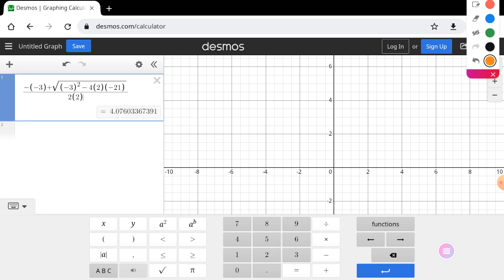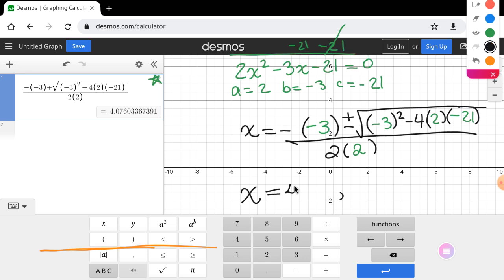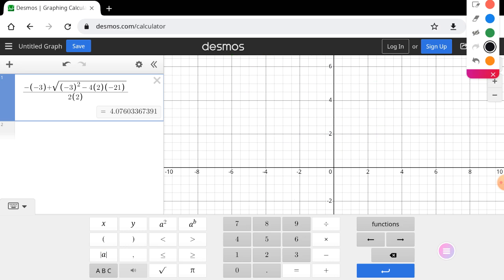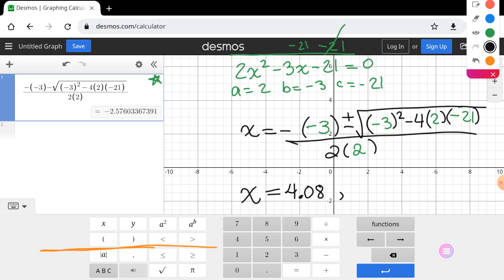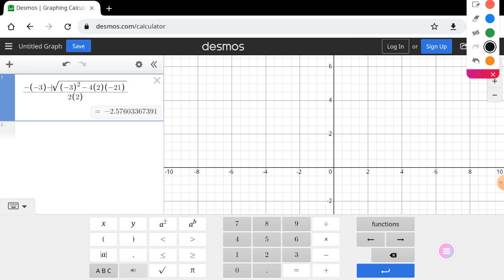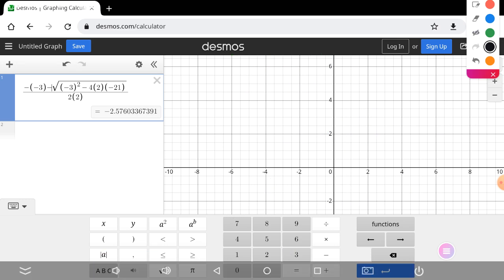All right, and the first answer I get is 4.08. Go back and change this plus sign to a minus, and there's my second answer, negative 2.58. All right, off of Desmos.